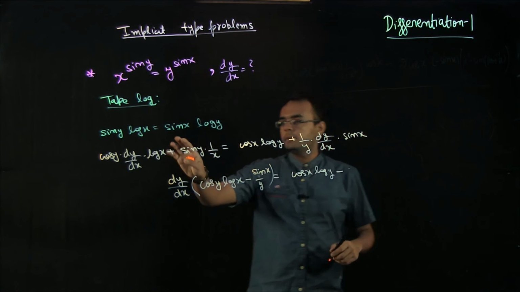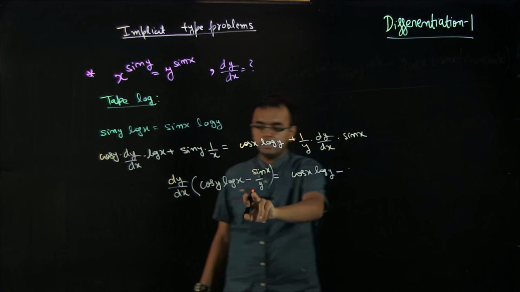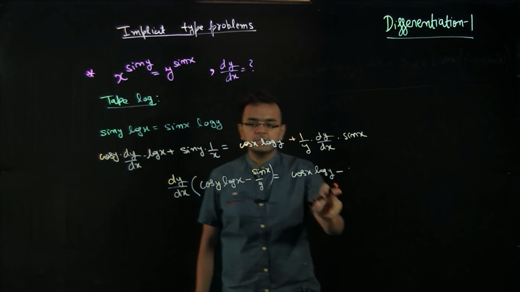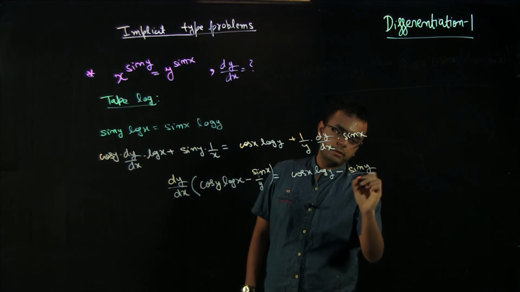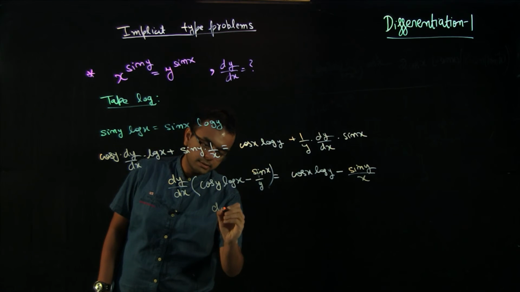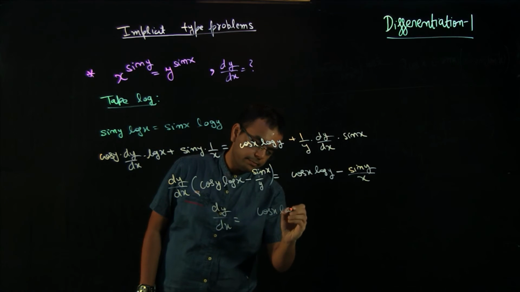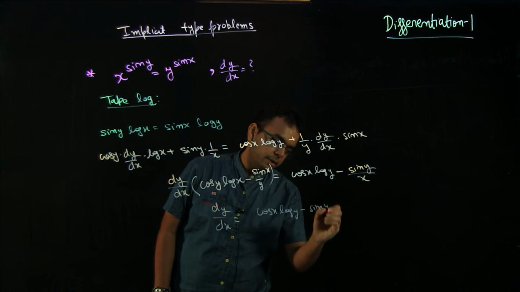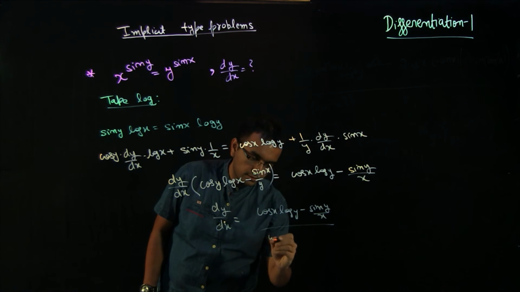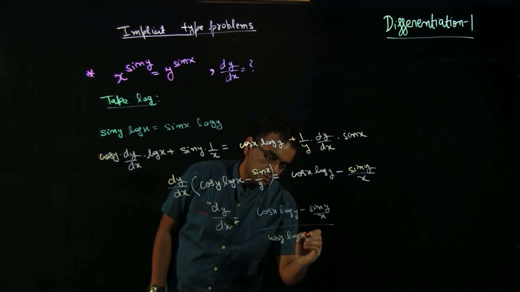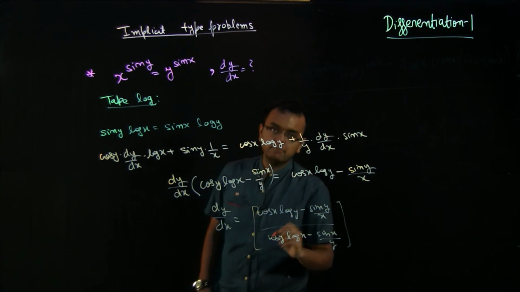I hope it was clear. I just missed it. When you differentiate the second term, you will also have to multiply the first term. There was a sine x here, and hence this sine x will come here also. So it is cos x log y minus sine y by x. Alright. So now you will get dy by dx as cos x log y minus sine y by x, divided by cos y log x minus sine x by y. So this is how you'll get dy by dx.